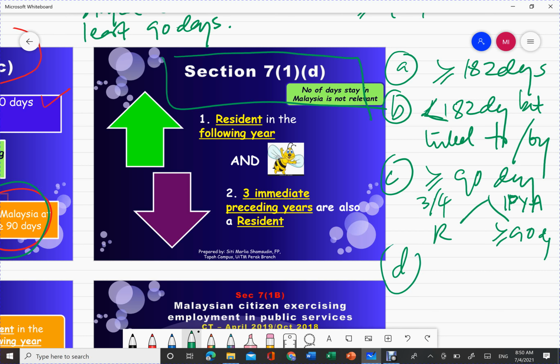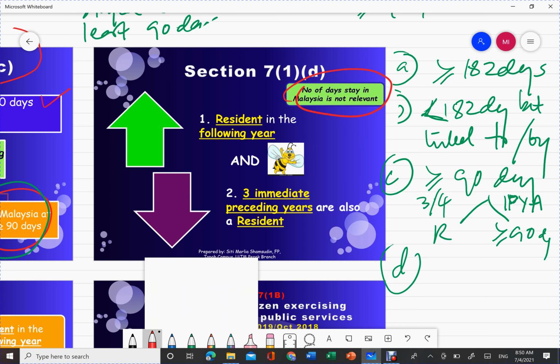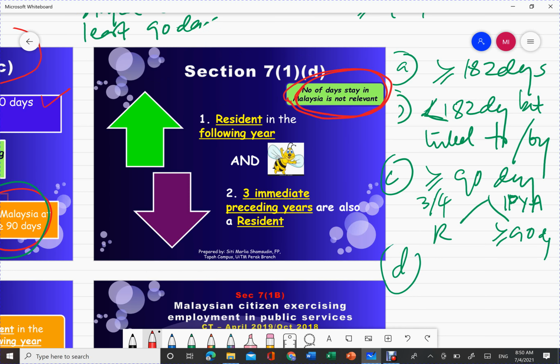Untuk D, what makes it so peculiar as compared to the rest of the section is that individual doesn't have to be in Malaysia at all for that particular year. Untuk year in question tu, dia tak perlu ada pun kat dalam Malaysia. Okay, number of days in Malaysia is not relevant. Dia tak ada kat Malaysia pun tak apa.